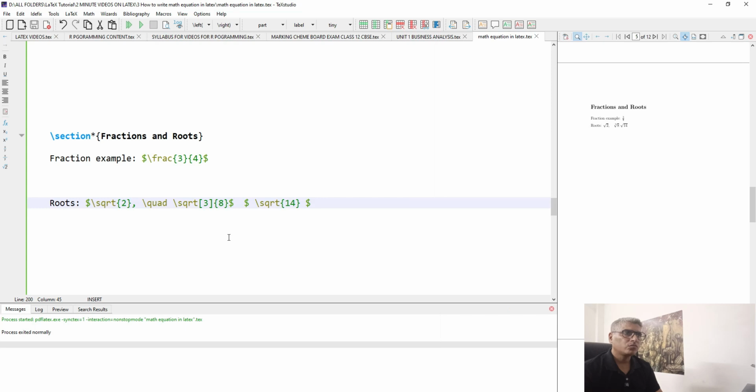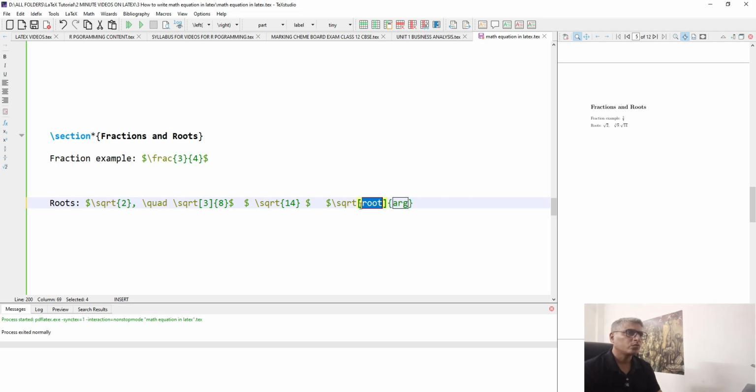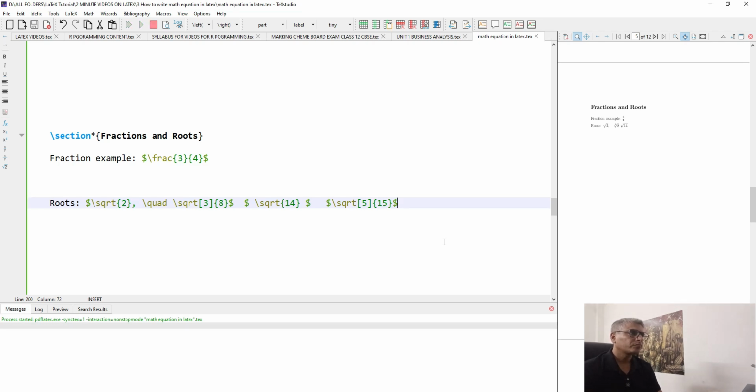To write this particular form, you can simply write \sqrt. In TeXstudio, you are going to get two options here. One is the simple square root, and another one is \sqrt, showing root and then argument. If you write this way, or simply press enter, it is going to give you some options: what is the root here? That means fourth root, third root, fifth root, whatever. Let's say we use the fifth root here, and for the argument, let us say we write 15. Let's see our result. We have to close this particular mathematical form as well. So let's see the result here.